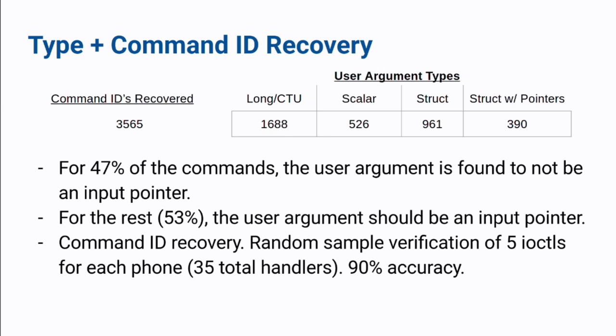And we did a small random sample to check the accuracy of our tool. We picked 5 ioctls for each phone, which is a total of 35 handlers. And we found that we were accurate for both the command ID and the type on 90% of those.